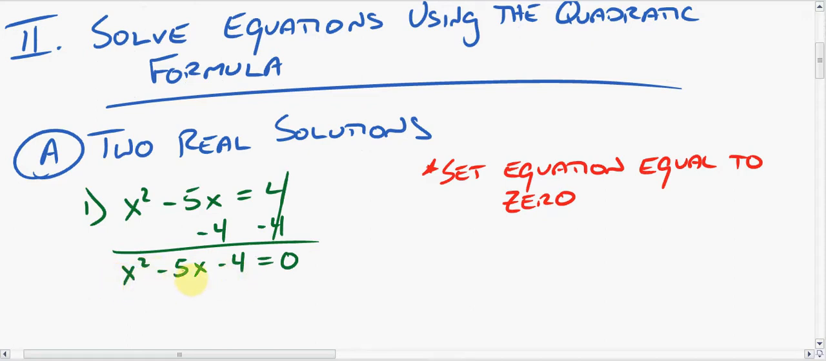ax squared plus bx plus c, where my a value here is the number in front of the x squared, which is 1. The b value is the number in front of the x, which is negative 5. And my c value is my constant, the number over here that's not attached to a variable. That's negative 4.